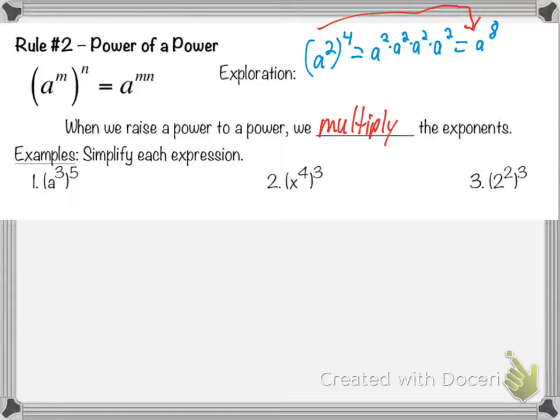So example 1, Elliot, what would you do? Yep, and you get a to the 15. Thank you, Elliot. You're welcome. Okay, I want you guys to do number 2 on your own. When you have it or have questions, raise your hand.